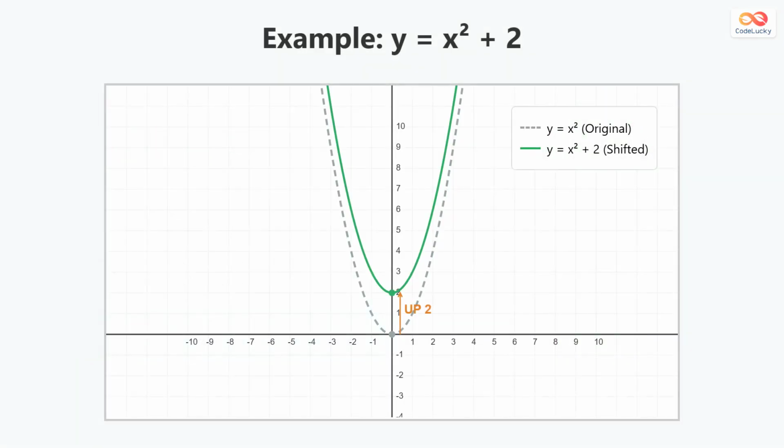Here is what that looks like visually. The dashed gray line is our original parent function starting at 0. The solid green line is our new function, y equals x squared plus 2. Notice that the shape of the parabola has not changed at all. It has not gotten wider or narrower. The only change is that every single point has been lifted up by exactly 2 units.